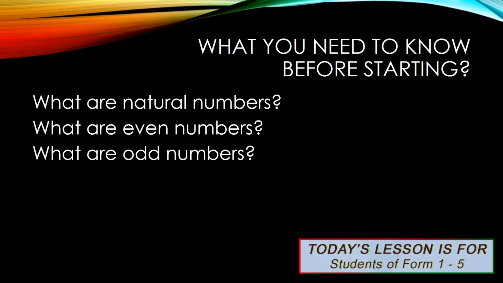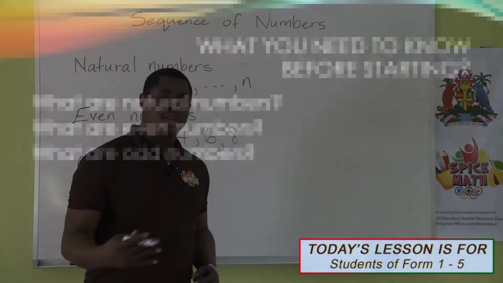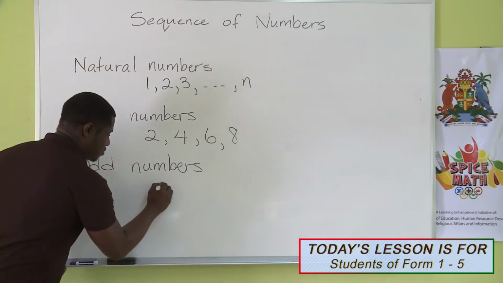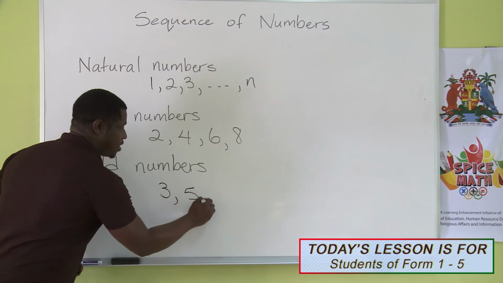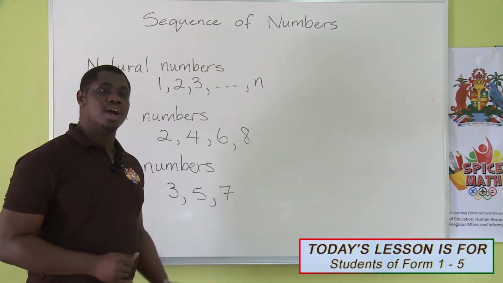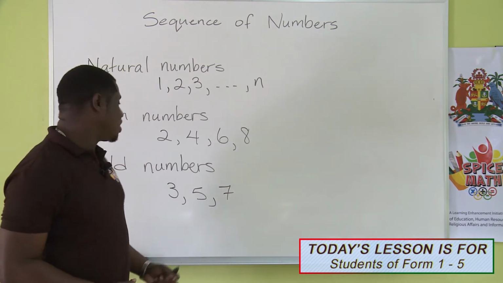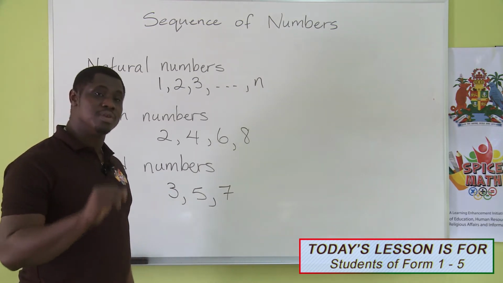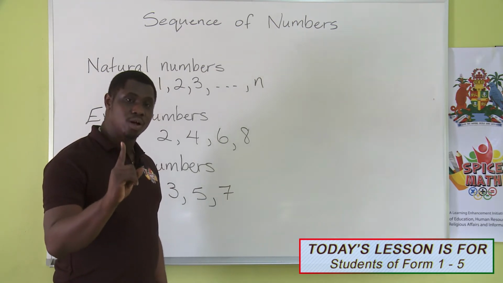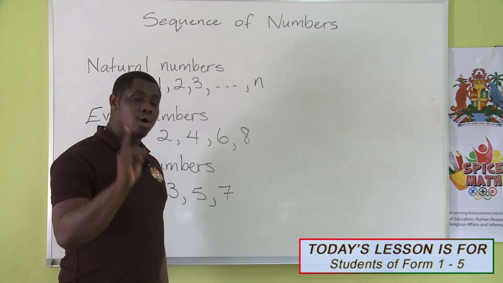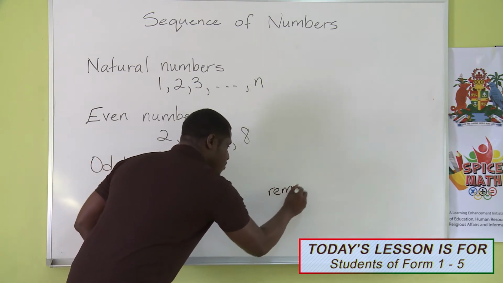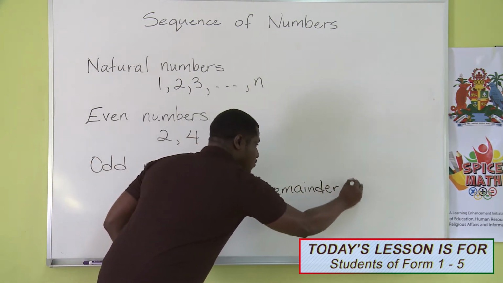However, odd numbers cannot be exactly divided by 2, meaning that we would always get a remainder. Example, 3, 5, 7. If I divide 3 by 2, it gives me a remainder of 1. If I divide 5 by 2, it gives me a remainder of 1. If I divide 7 by 2, it gives me a remainder of 1. The common factor here is that all odd numbers, when divided by 2, give us a remainder of 1.